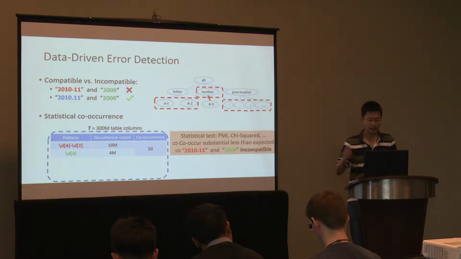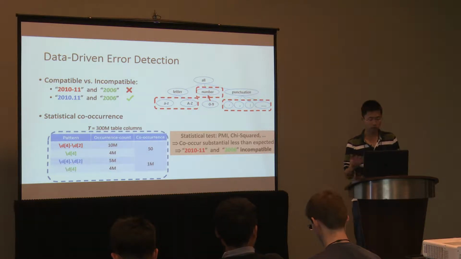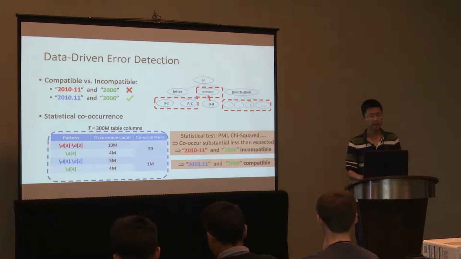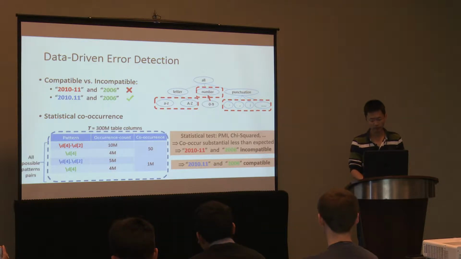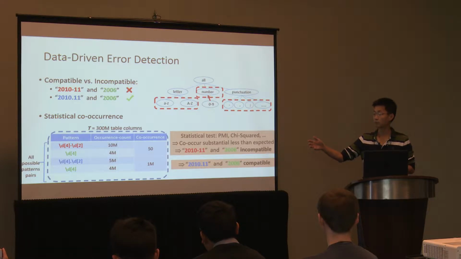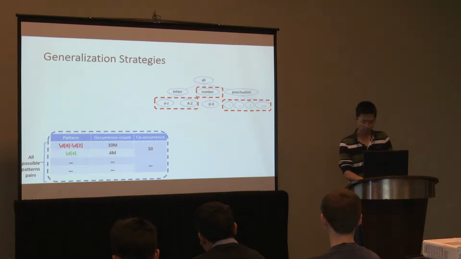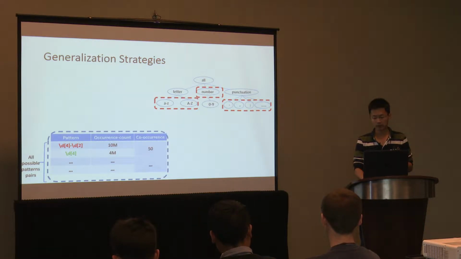Now, if you look at the second pair of values, we could do a similar exercise and find out that the two patterns actually co-occur a lot more often, and that gives us evidence to say they are probably compatible. So in theory, you need to compute all pairs of patterns and materialize all of those into a big table. And this is only one possible generalization hierarchy. There are actually a total of 36 such generalization strategies.